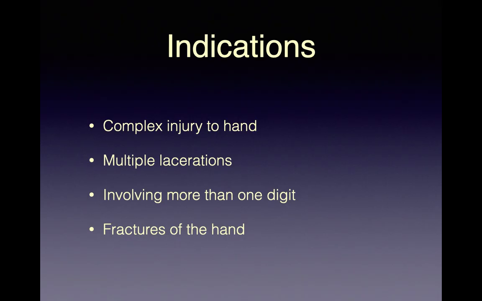Forearm nerve blocks work very well for complex injuries to the hand, including multiple lacerations to 1 or more digits, such as we saw in the previous slide. They also work well for finger amputations, puncture wounds, or fractures of the hand or digits.